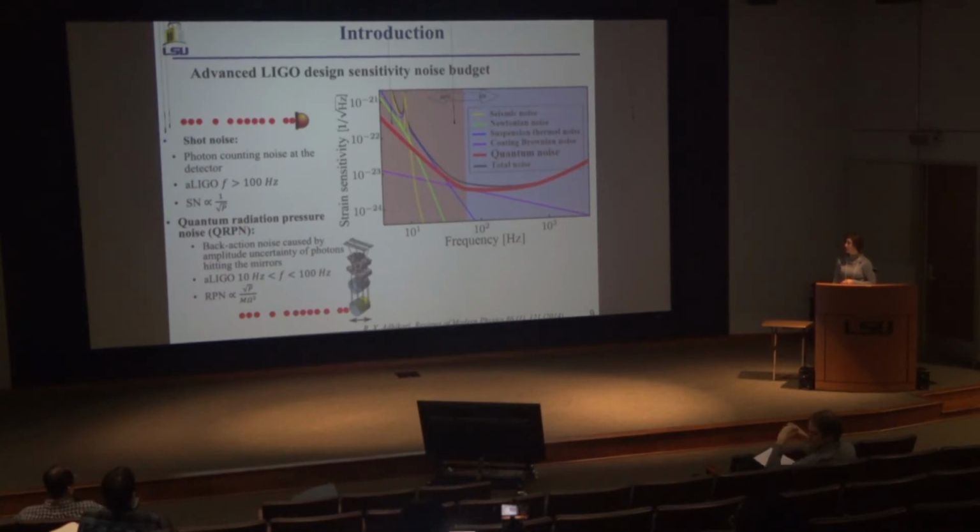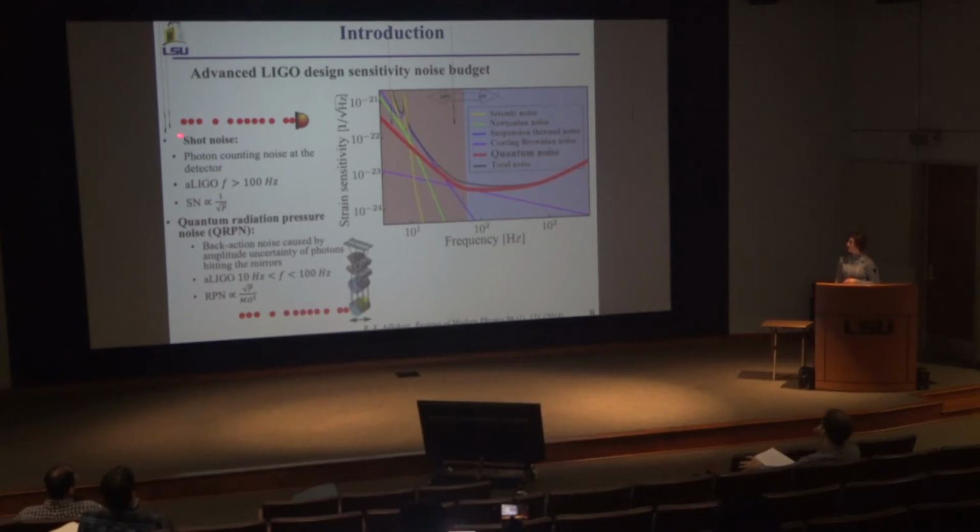Shot noise comes from the nature of the light. When we detect the light, we have some error in counting the photons, which we name shot noise. And we can make the shot noise better by increasing the power. Quantum radiation pressure noise is when the light goes back from the mirror, it carries some momentum, which we name quantum radiation pressure noise.